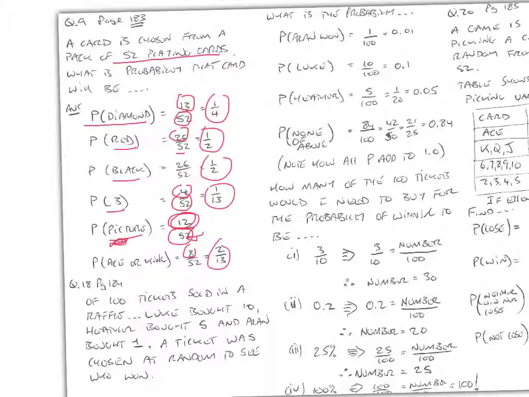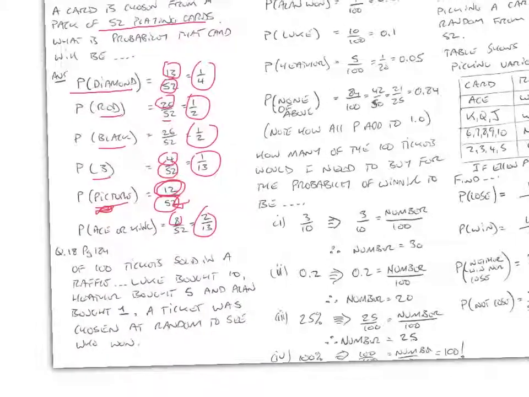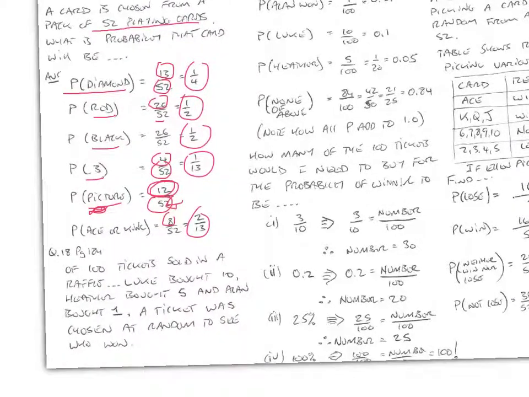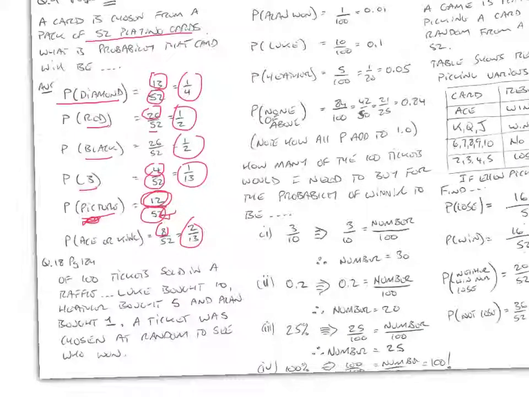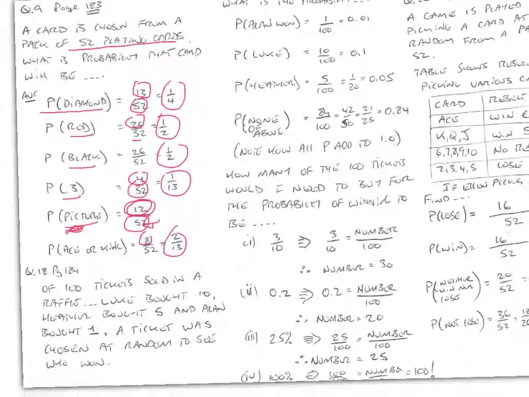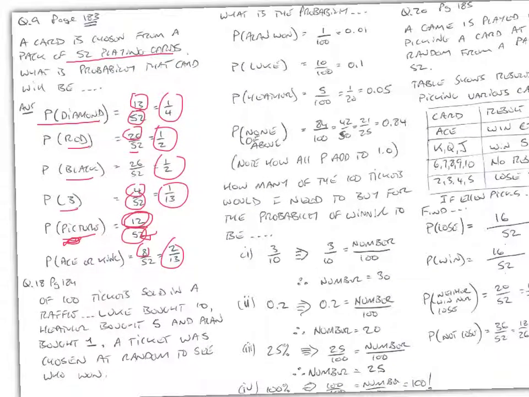Another example then. Of 100 tickets sold in a raffle, Luke bought 10, Heather bought 5, and Anna bought 1. A ticket was chosen at random to see who would win. What is the probability that Anna won? Well, Anna bought 1 ticket in 100, so 0.01 that she'd win. That Luke would win, he bought 10 in 100, so the probability of him winning is 0.1. Heather bought 5 in 100, so 0.05.